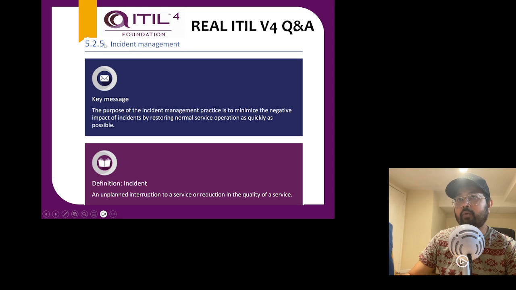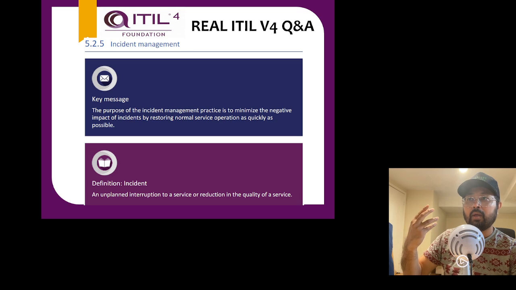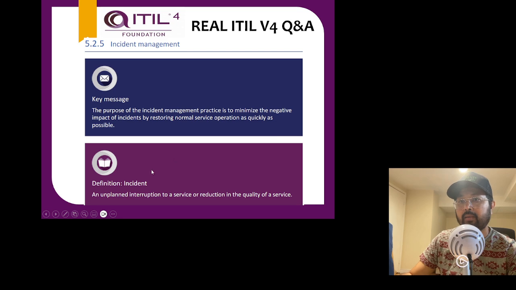In section 5.2.5, it's about incident management. The purpose of the incident management practice is to minimize the negative impact of incidents by restoring normal service operation as quickly as possible. So the main thing with incident management, if there is any problem in the service, is how quickly we can restore normal service, with less impact on the business. And the definition of an incident is an unplanned interruption to a service or reduction in the quality of a service. So if anything bad happens, we know it impacts the service or the business.